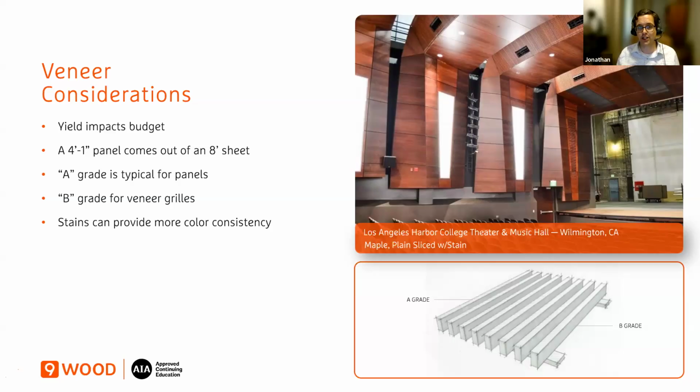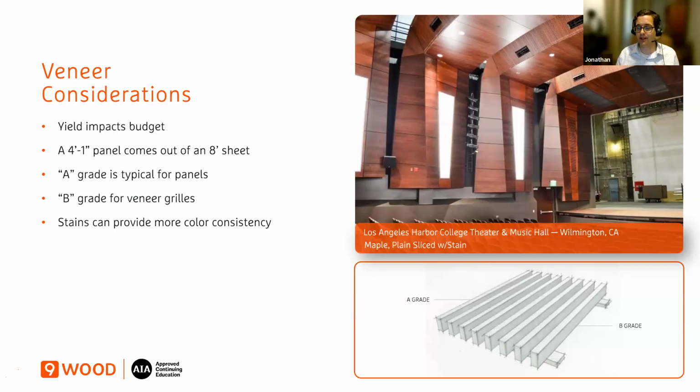If you want to maximize yield, stick within the 2, 4, and 8 foot modules. That's going to be more ideal in that regard, more sustainable, better on budget. And so if you can accommodate those modules, that's going to definitely benefit you in your project.